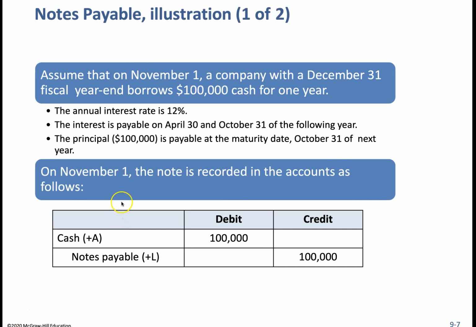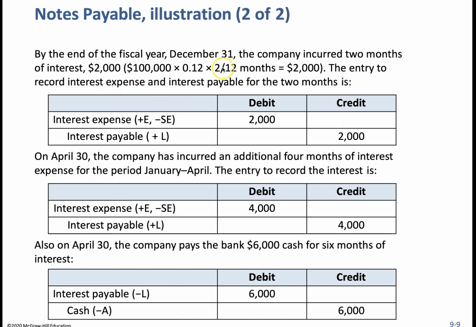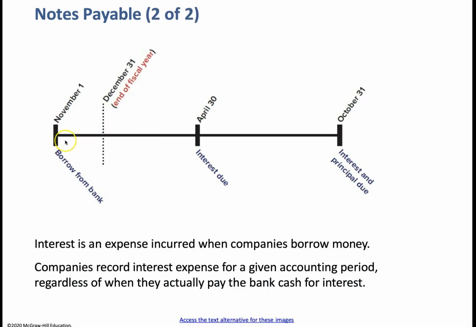So on November 1st, when the loan is just borrowed, the company recorded the note as debiting cash, crediting notes payable for $100,000. This is pretty straightforward. When it comes to December 31st, on this date, we need to prepare the income statement and the balance sheet. So on December 31st, the company would have incurred 2 months of interest because we have used the loan from November the 1st to December 31st, which is 2 months.